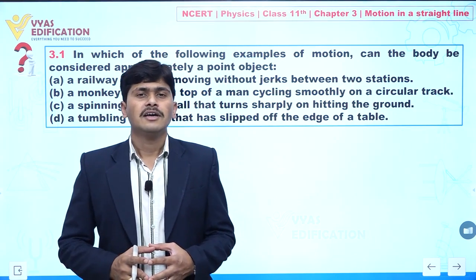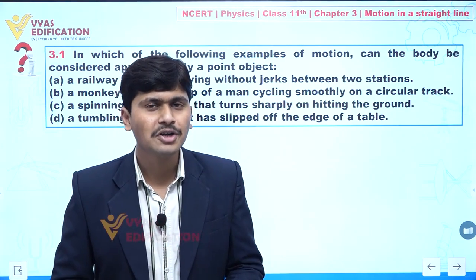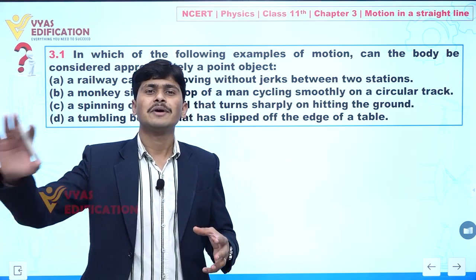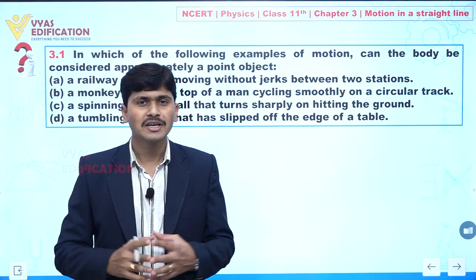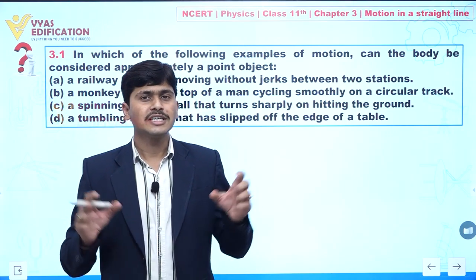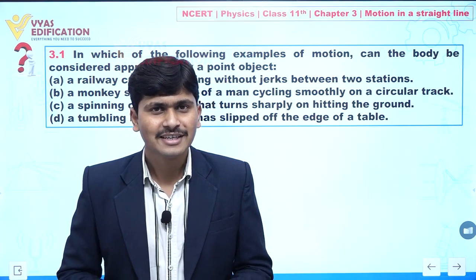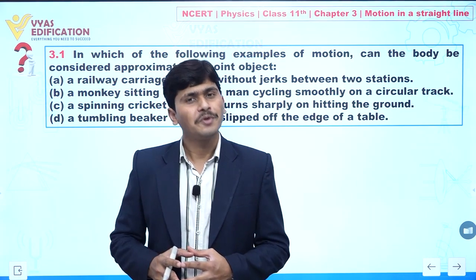For example, the size of a locomotive engine, we can treat it as a point object compared to the distance covered by the locomotive between two stations. Clear? We can treat the sun and the earth as point objects because the distance between the sun and the earth is very large compared to the size of the planet. Yes or no? So, this is the concept of a point object.